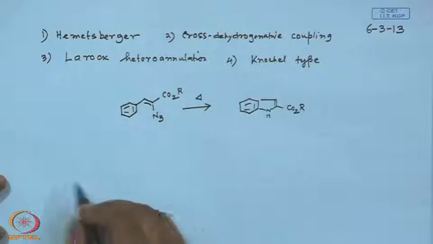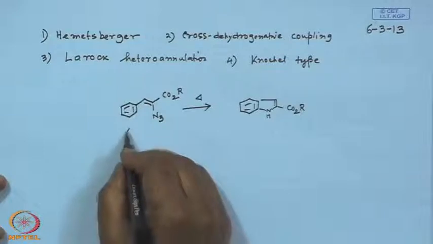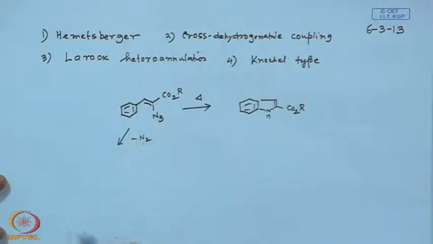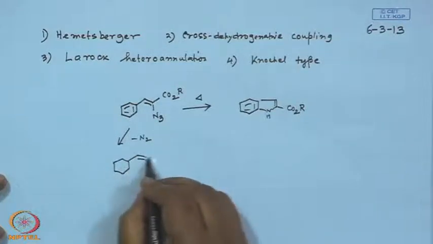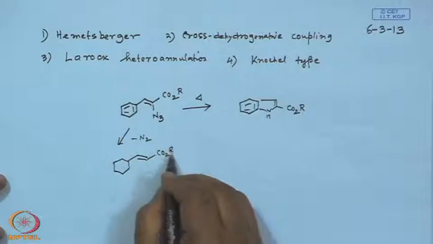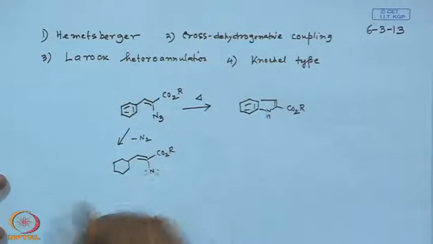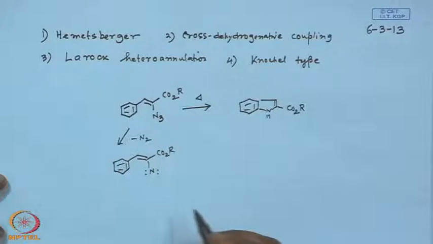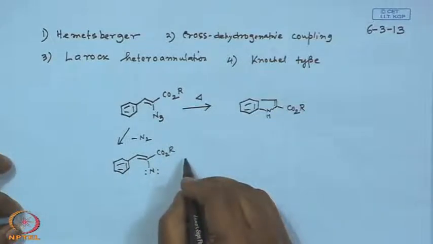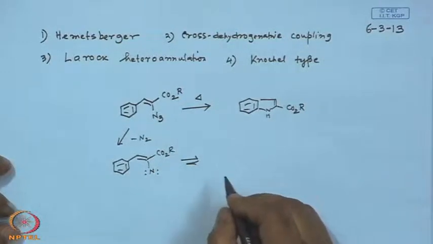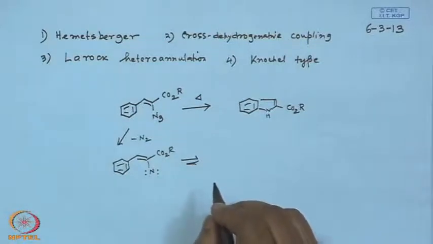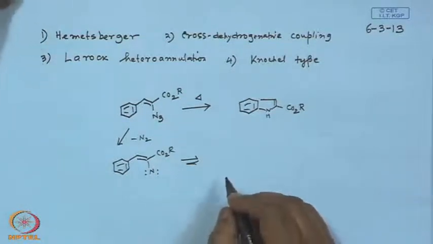And what is the mechanism? It is suggested that it loses nitrogen. Once the azide loses nitrogen, you get this nitrene intermediate, like carbene and nitrene. But then what happens? What are the other possible reactions with the nitrene?